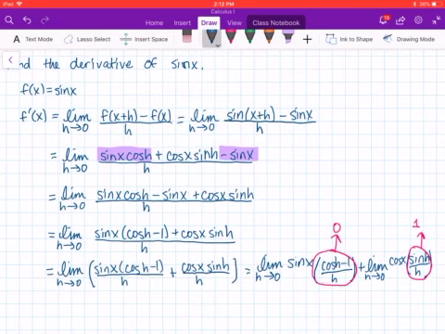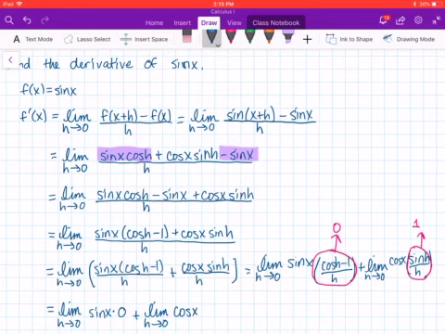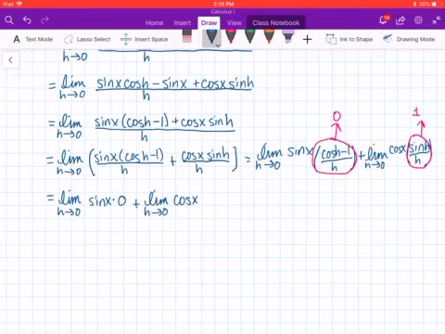Okay, so then what does that say? Well, the first limit is, h goes to 0, we have sine x times 0, and then plus the limit as h goes to 0 of cosine x. Right? And then we have 0 times sine x, so that's 0. And then the limit as h goes to 0 of cosine x, well, there's no h's there. So it's just cosine x. And there we go.